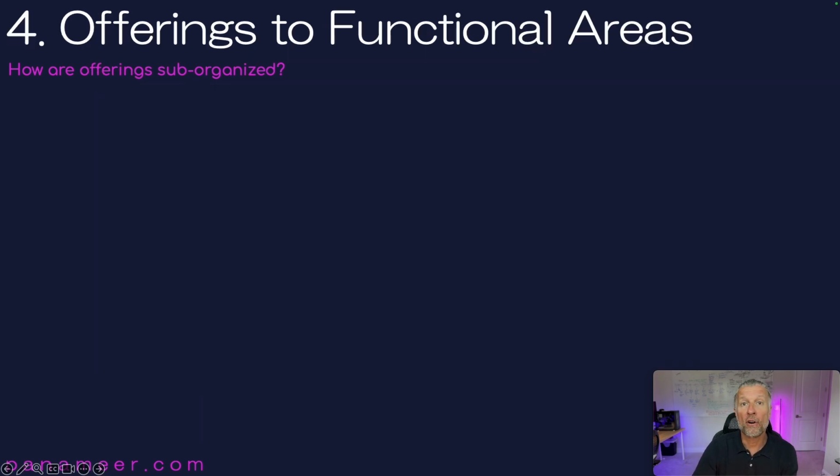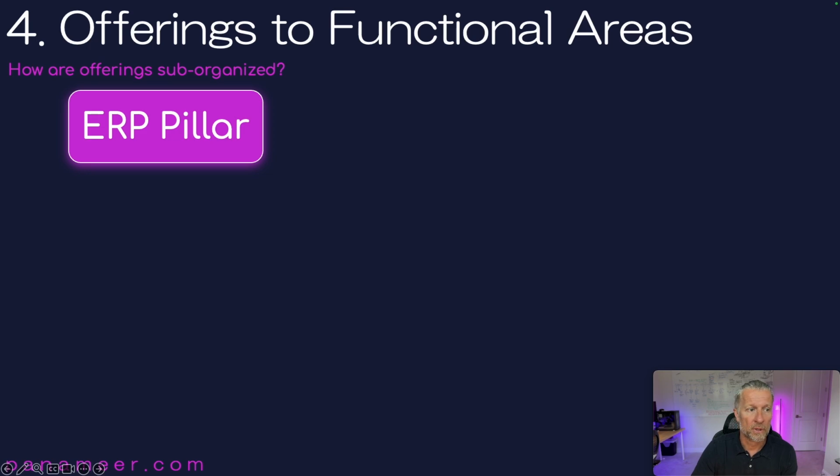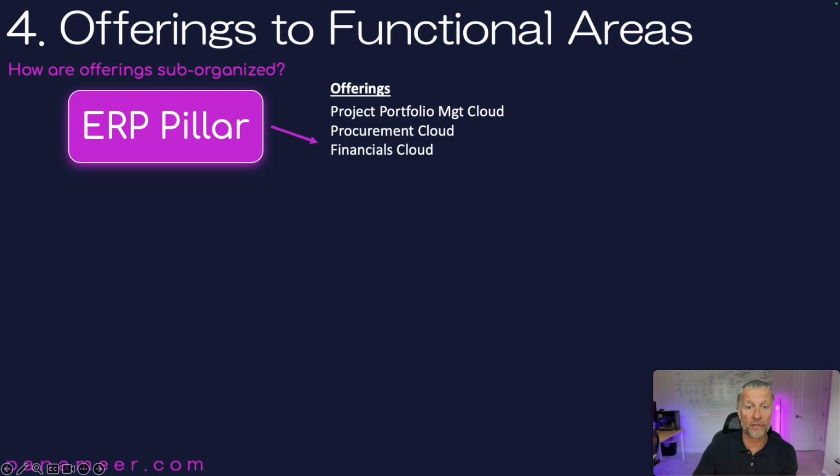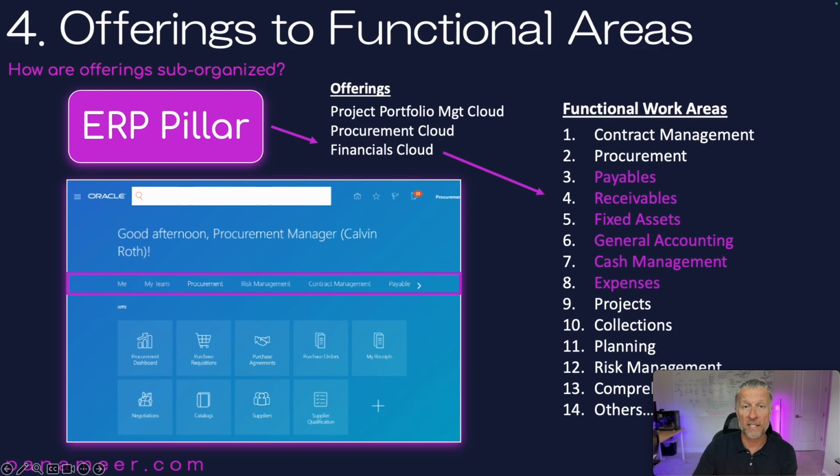Okay, slide 4. How are offerings suborganized? Well, let's take a look. Here's our ERP pillar under SaaS, and it has different offerings: PPM, Procurement Cloud, or Financials. And then Financials has different functional work areas. You can see in the image on the lower left I have a purple bar around the functional areas. Those are the functional areas that you would expect to see there, and you can see payables here on the far right: payables, receivables, fixed assets, general accounting, cash management, expenses. Those are the different groupings of applications or functional areas under the pillar or offering.